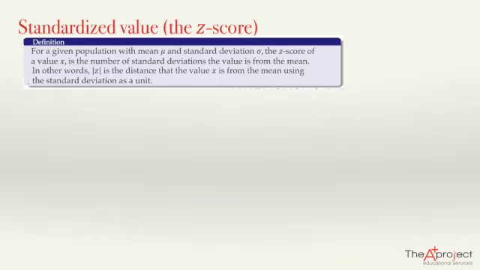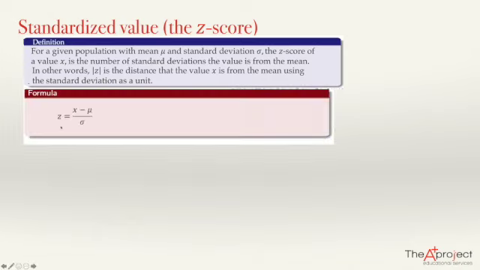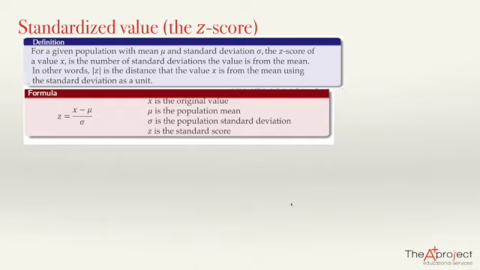Then the z-score has its definition, the formula, x minus mu divided by sigma, where x is the original value. This is the value from which you are going to compute the z value. We have mu, that is the population mean, sigma, that is the population standard deviation, and z, that is the standard score. Let's see an example.